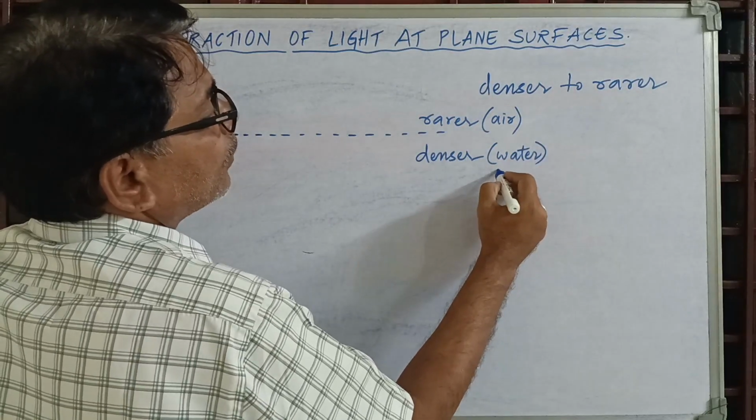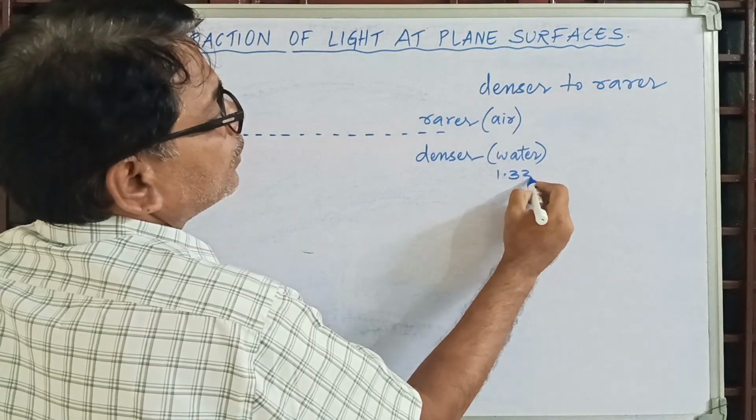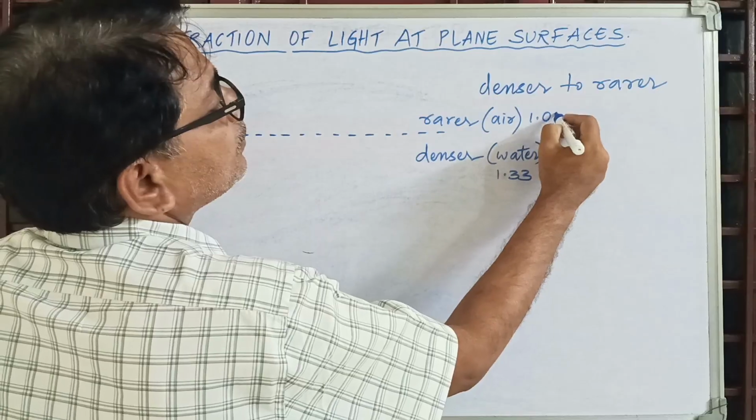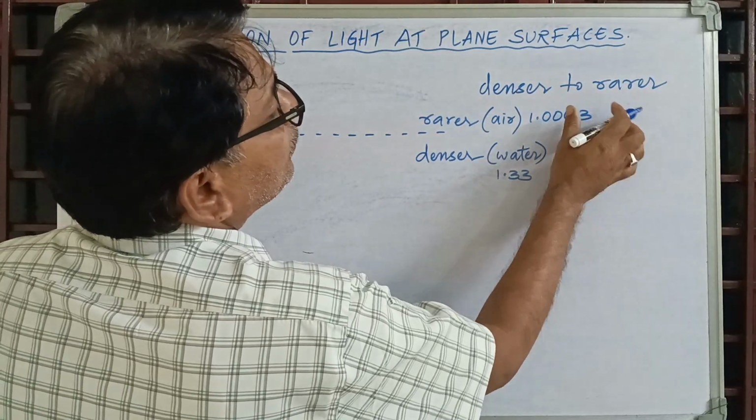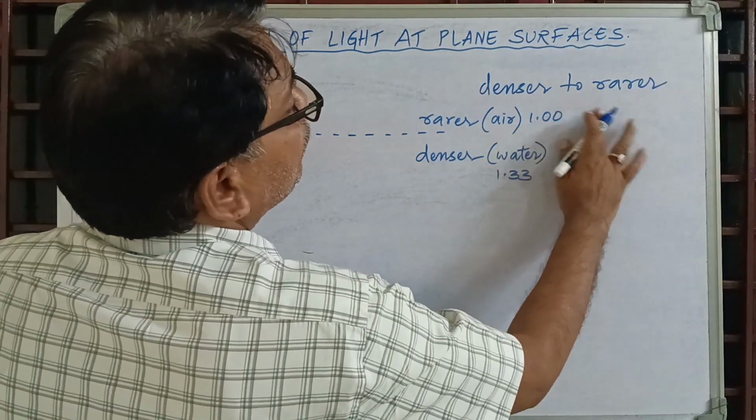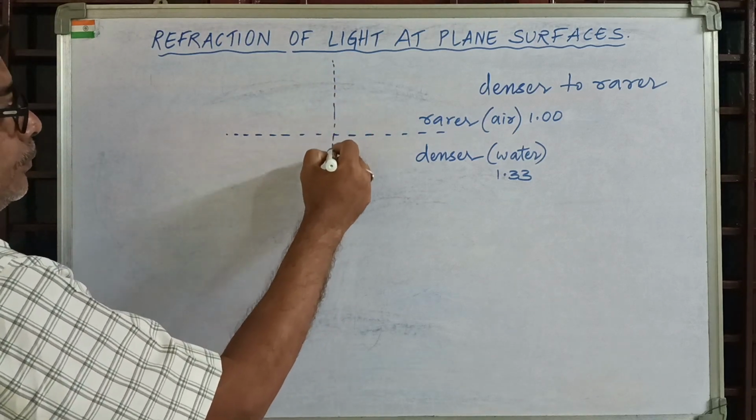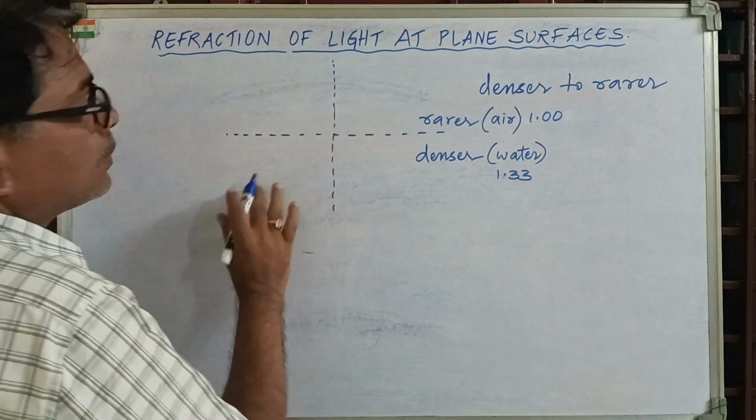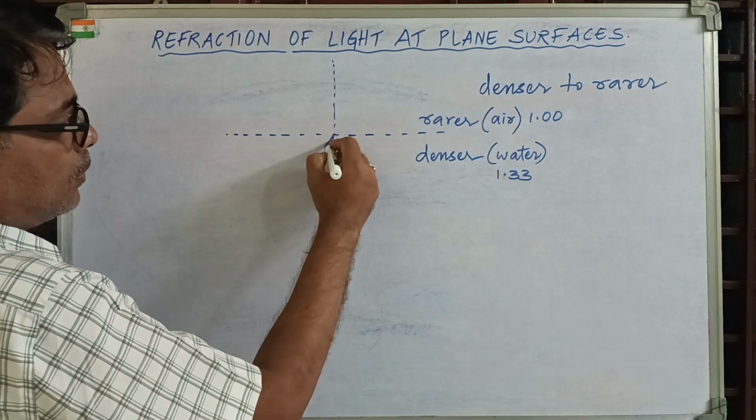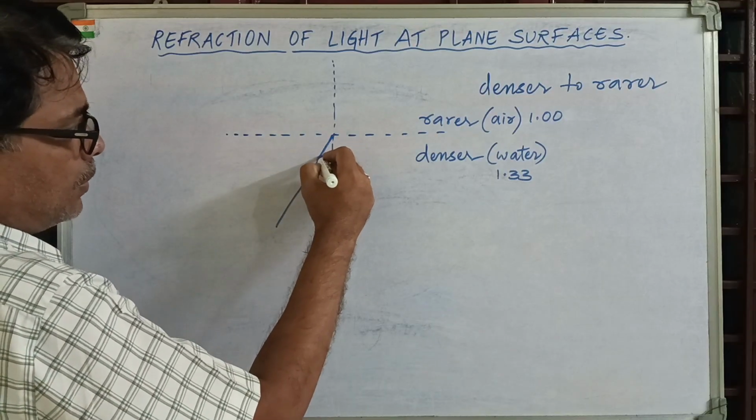What did I tell you? Refractive index of water is 1.33 while air is 1.0003, so you can simply treat it as 1. Right. This is the normal over here. See, this is denser, understood. Now this is the incident ray.